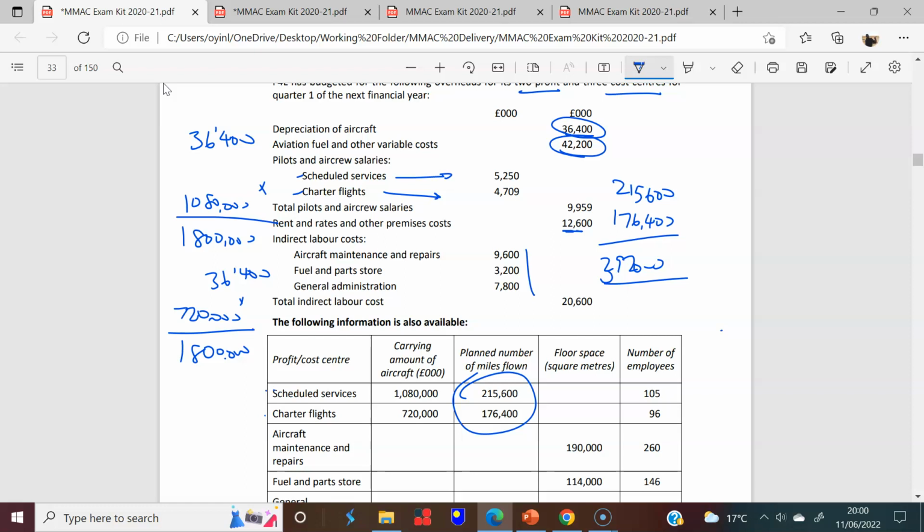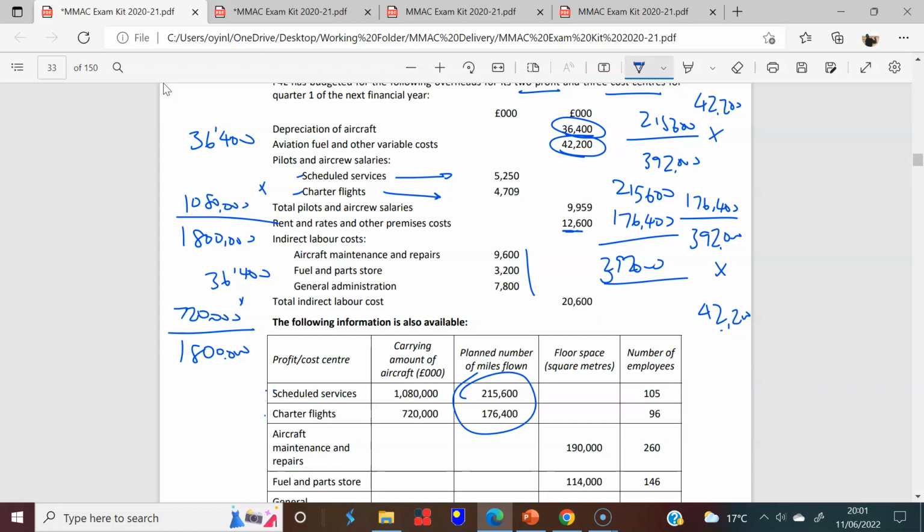So again, just take them as a proportion. So 215,600 over 392,000 times, of course, the 42,200, and just do that twice. I mean, when I say do that twice, then do the 176,400 over 392,000 times 42,200. So let's do that very quickly.